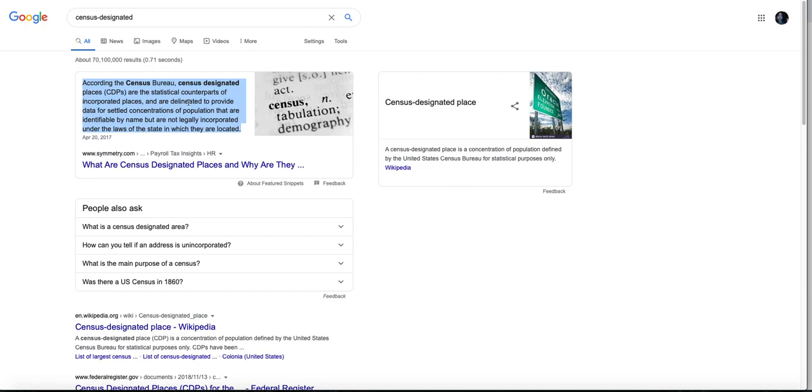And are delineated to provide data for settled concentrations. I hope this ain't camps. Okay, of population that are identifiable by name, but are not legally incorporated under the laws of the state in which they are located. All right, so maybe that's why it's called a parish, or it's sectioned off that way. I don't know, but it's delineated. Well, what is delineated?